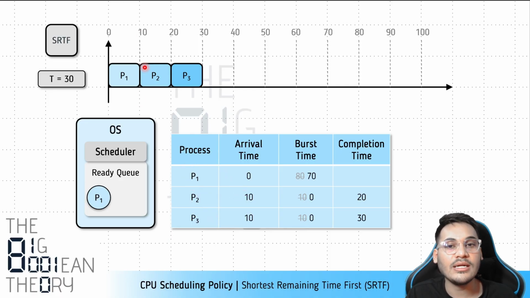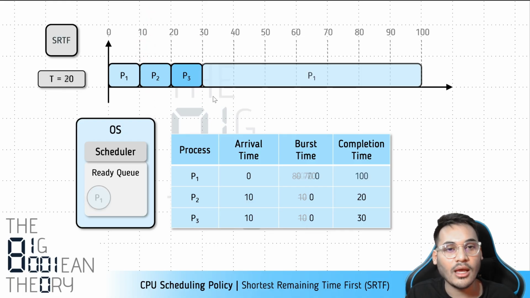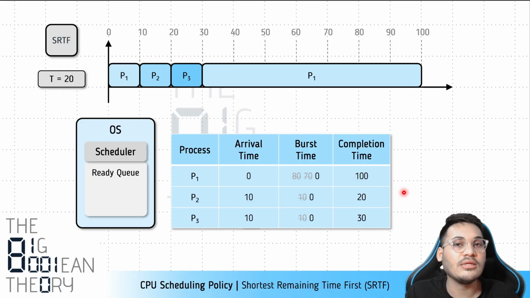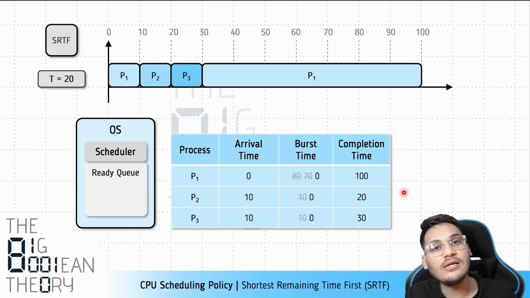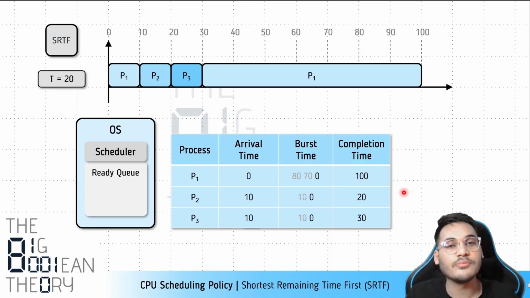So P1 was preempted at t equals 10, remember? So now P1 will complete its execution, and P1 completes at 100. So this is how the shortest remaining time first algorithm behaves differently than shortest job first. It does preemption, right? And it prioritizes shorter remaining time compared to the shortest total burst time. So preemption is important, and the remaining time also.